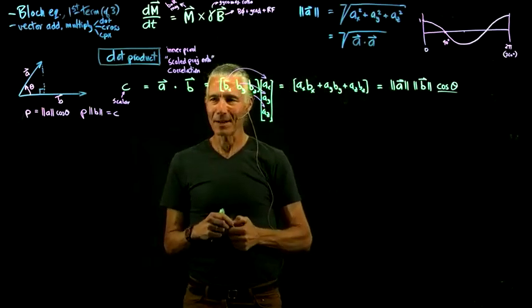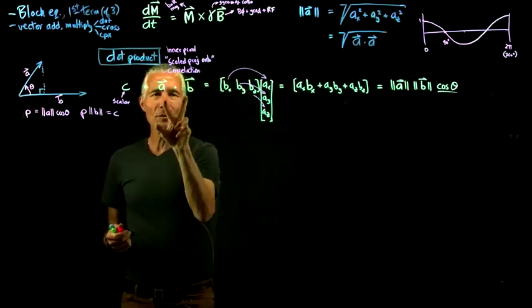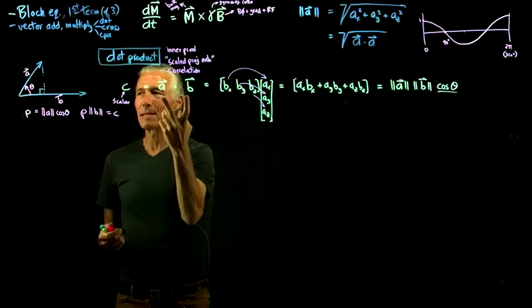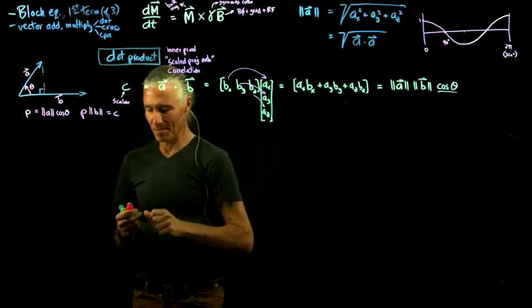Okay, so that's the dot product. And it commutes, so if you turn it around, B dot A is the same as A dot B. That's all good.